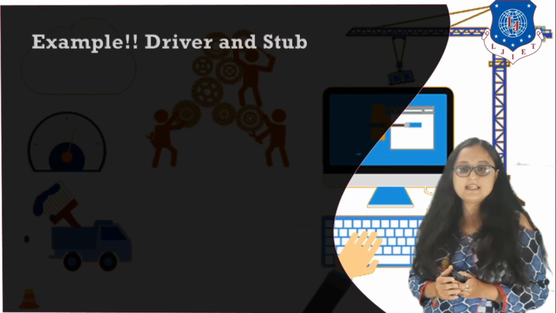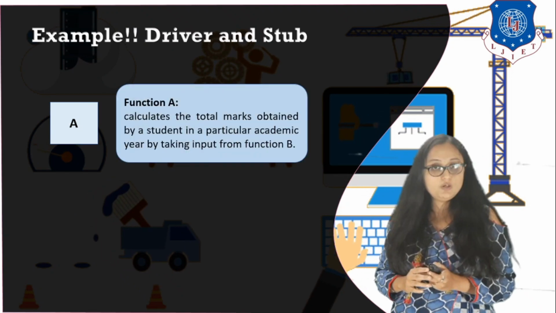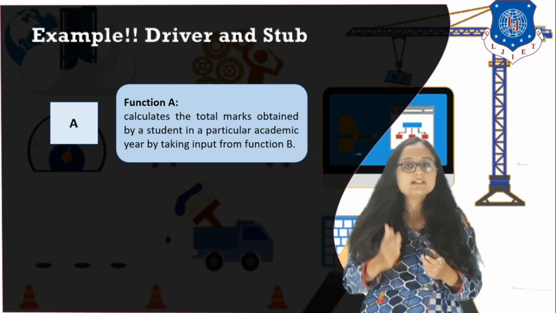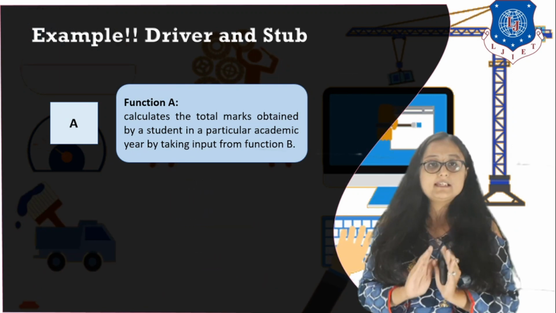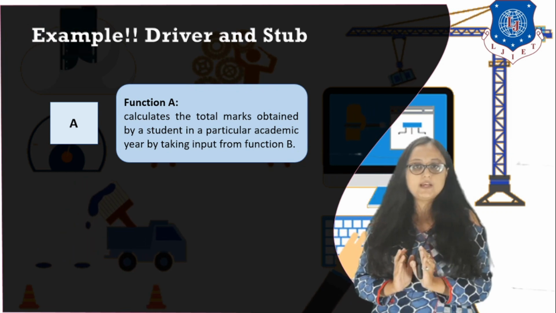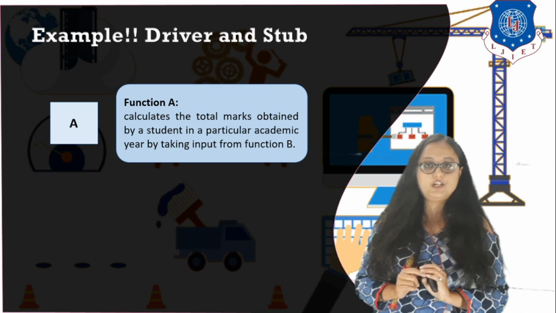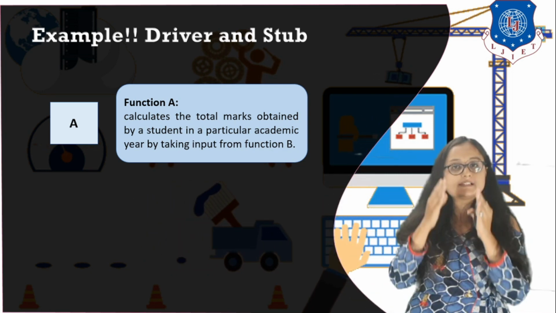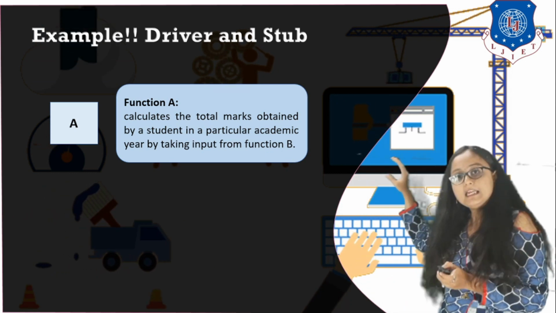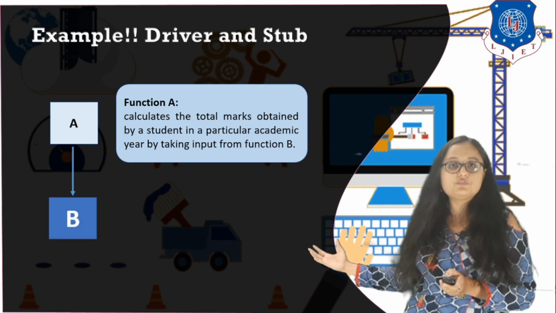Now let us see an example for driver and stub. Again, this is a module A which I have to test. This is a function. Now what does this function A do? It calculates the total marks obtained by a student in a particular academic year. For example, in the year 2020, function A is calculating your total marks of all the subjects, but it is taking input data from function B. So obviously it is dependent on function B.